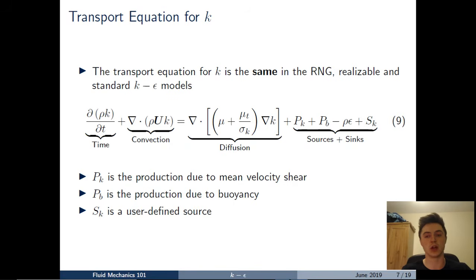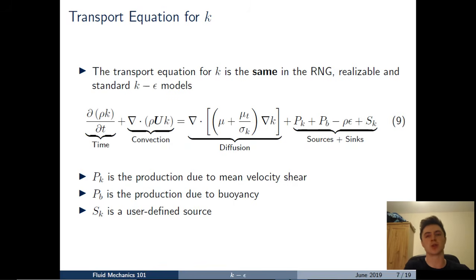And the sources of turbulent kinetic energy can be due to mean velocity shear, that's P_k, production due to buoyancy, and we may also have some user-defined sinks there, S_k. And note also that we have a negative term there, which includes the dissipation rate epsilon in the transport equation for turbulent kinetic energy. And this is showing us that epsilon is actually acting to dissipate turbulent kinetic energy in the flow.